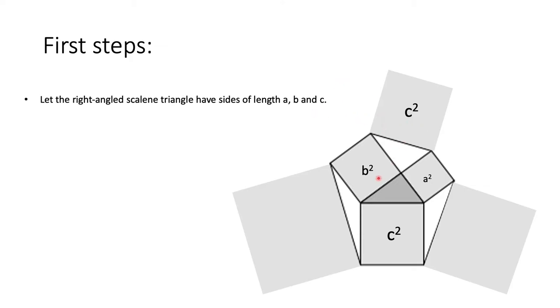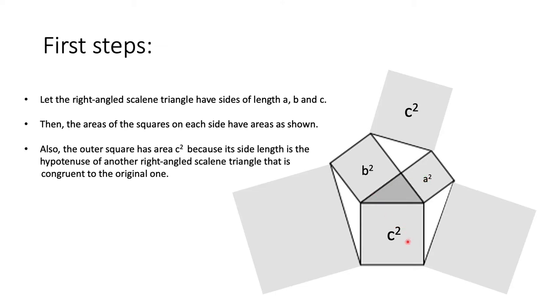Let the right angle scalene triangle have sides of length A, B, and C. Then the areas of the squares on each side have areas as shown, so A squared, B squared, and C squared. Also, the outer square has area C squared, because its side length is the hypotenuse of another right angle scalene triangle that is congruent to the original one. So why is it congruent? Because this is A and this is B, and the same here. So their hypotenuse must also be C. So then this is also C squared, because it's a square.